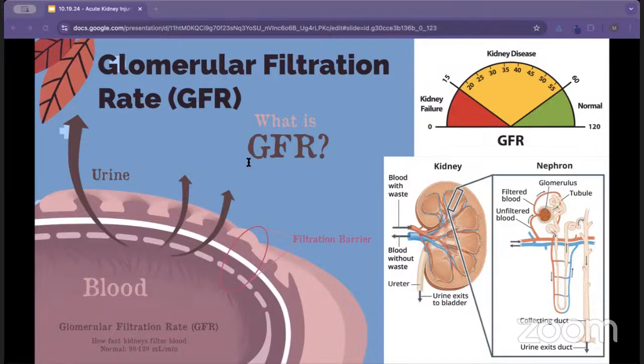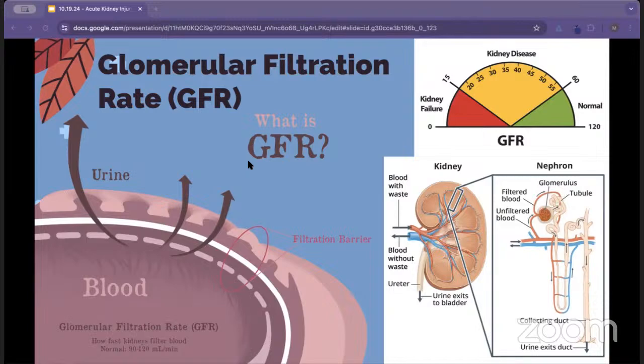So, getting back to normal GFR values, for healthy adults, a normal GFR is usually about 90 to 120 milliliters per minute. GFR can, of course, vary based on age, sex, and body size. In young adults, the GFR tends to be a little bit higher. But in older adults, the GFR gradually declines as a part of normal aging, typically dropping about 1 milliliter per minute per year after the age of 40.